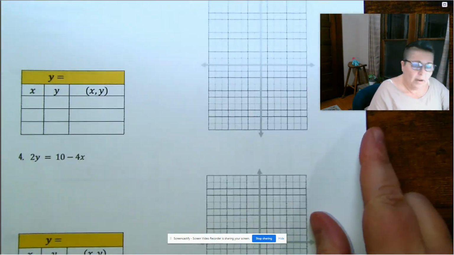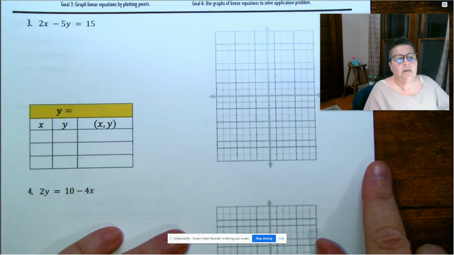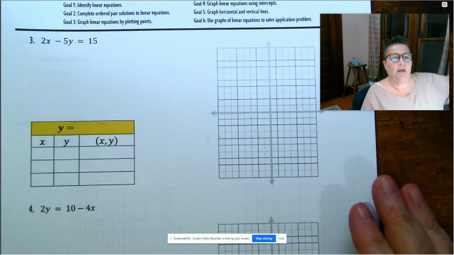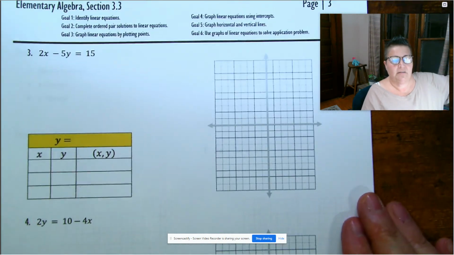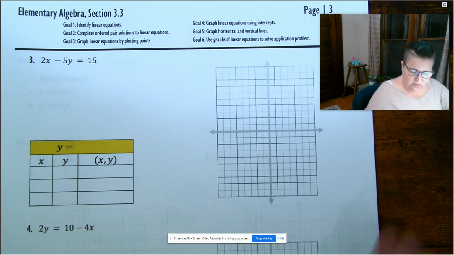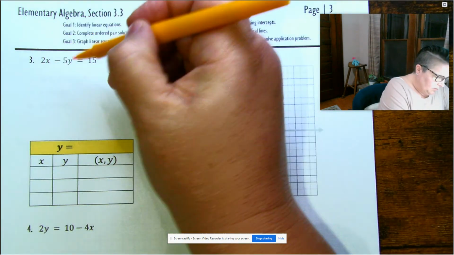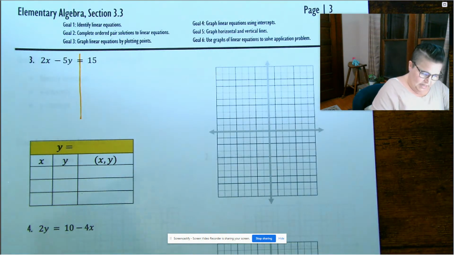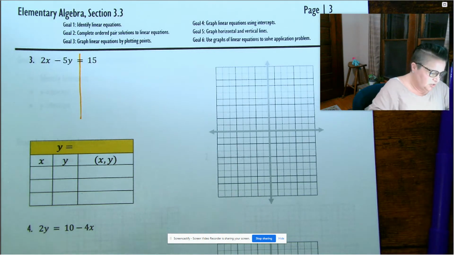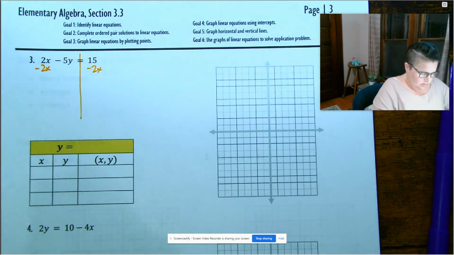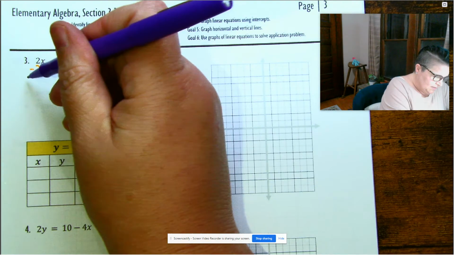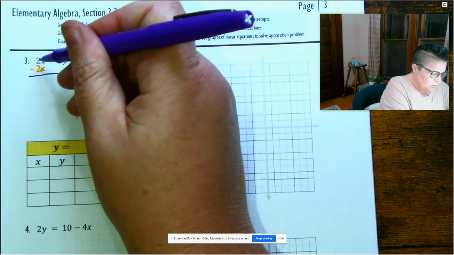All right. Problem number 3, or example number 3. I have 2x minus 5y equals 15. The more efficient way to do this is to make sure that we have solved for y. So I'm going to draw a line down that equal sign, and I'm going to rearrange this equation so that I have solved for y. To do that, I'm going to subtract 2x from both sides. Now, I can't really do 15 minus 2x. Those are not like terms. They cannot be combined. So these will cancel.